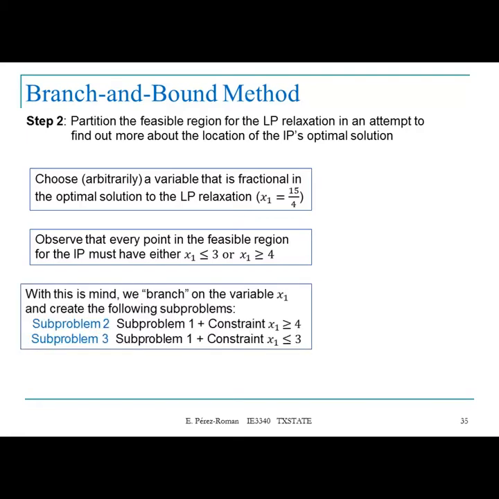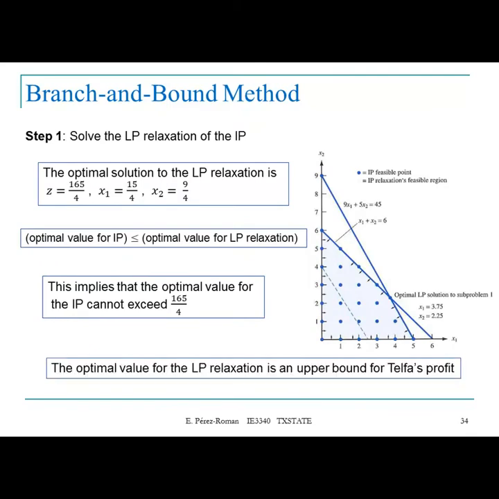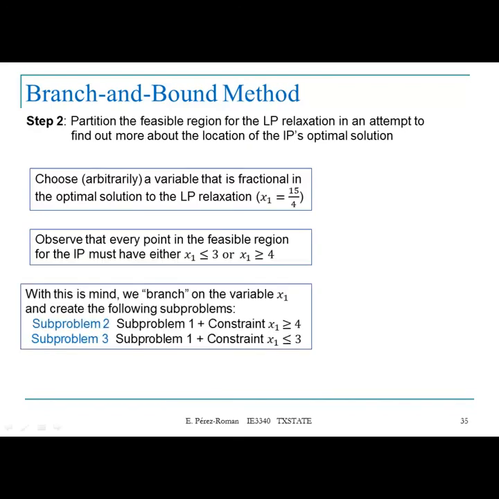So with this in mind, we can branch on the variable x1 and create the following subproblems. We're going to call them subproblem 2 and subproblem 3. So subproblem 1 is this one, in which you have all the feasible region. We're going to add these constraints, x1 greater or equal to 4, so that will have this area covered, and x1 less than or equal to 3.